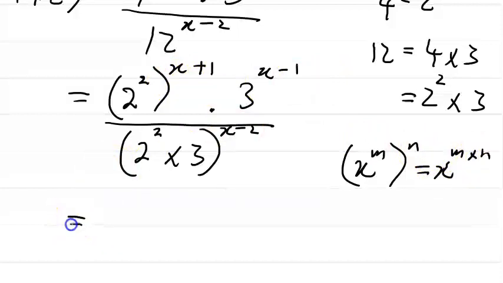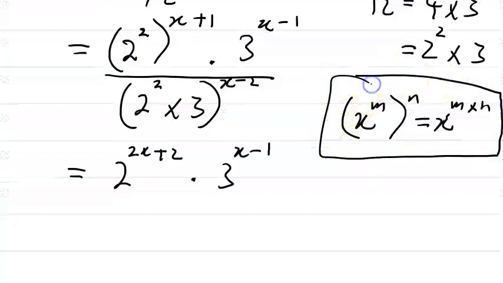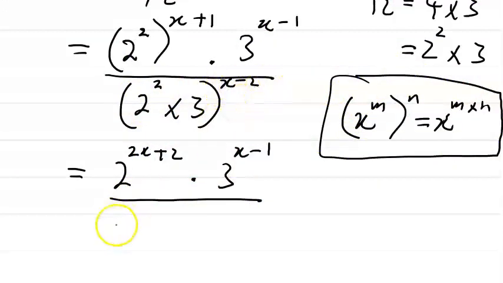So we're going to get 2 to the 2x plus 2 times 3 to the x minus 1. So we're just using this rule here to open out our brackets. And in the bottom here, we've got 2 to the 2, and here we got times x minus 2. So now don't forget, you must multiply 2 times x and 2 times minus 2. So you're going to get 2x minus 4. So 2 times x is 2x, and 2 times minus 2 is minus 4.